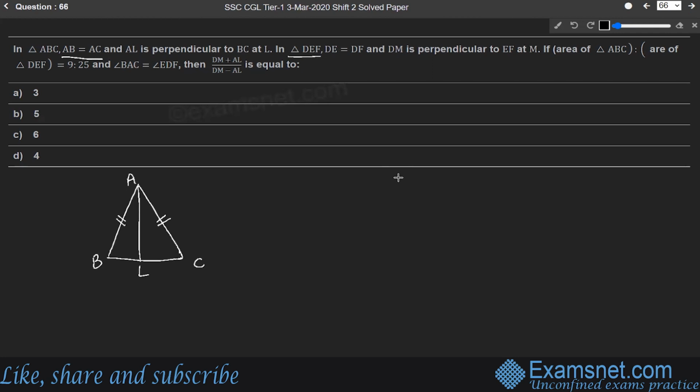One more triangle is given, which is triangle DEF. So let us make triangle DEF. Consider this as the triangle DEF.